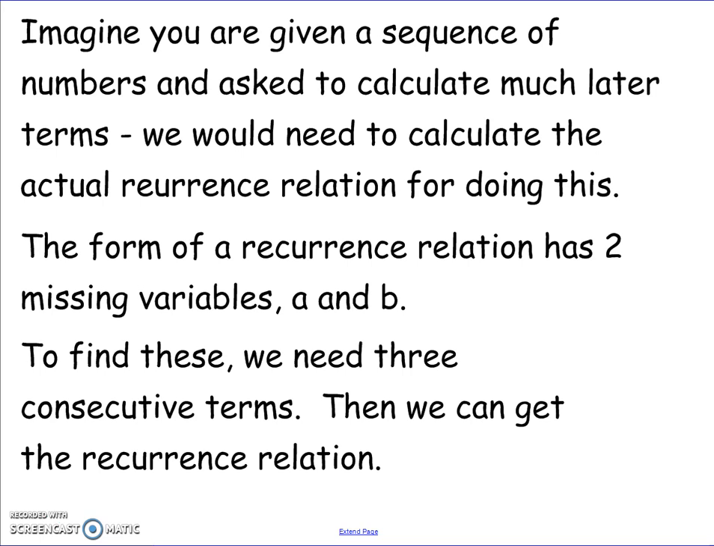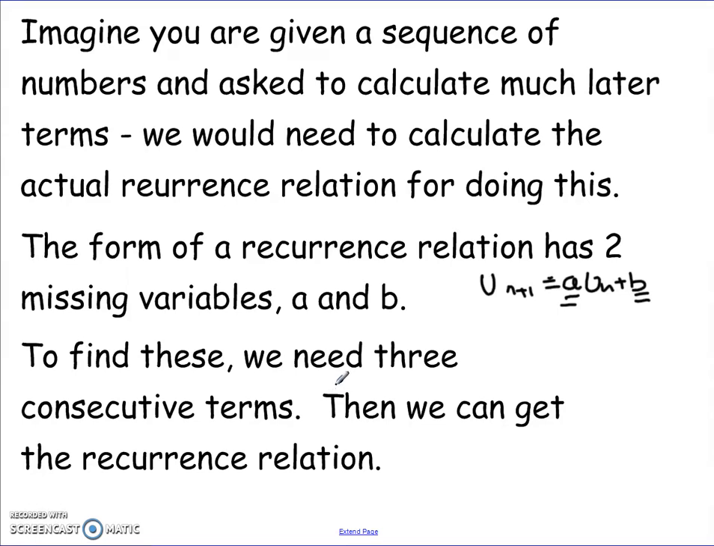Now think back to the general form of the recurrence relation. We know the general form of a recurrence relation is u(n+1) equals a u(n) plus b. It has 2 missing variables, a and b. So these will be missing when we have to calculate the form of the recurrence relation. Now to get these 2 things, we need 3 consecutive terms.